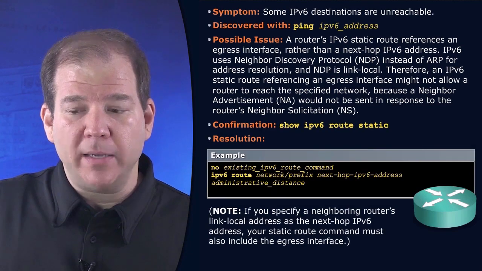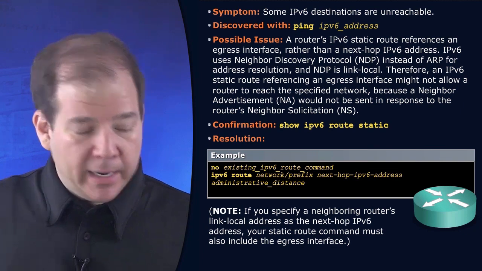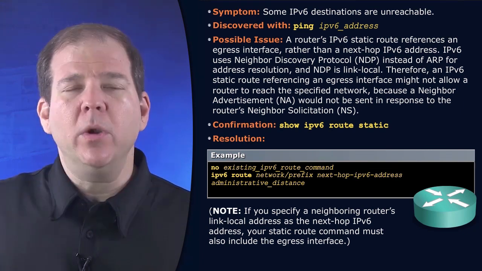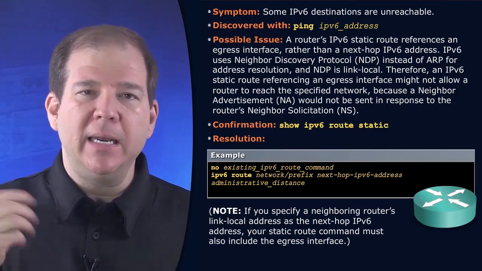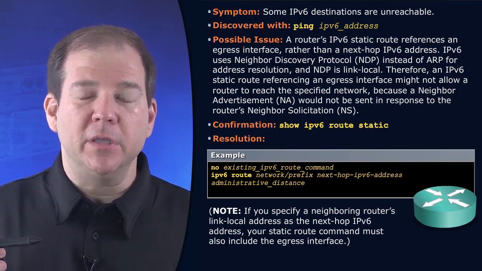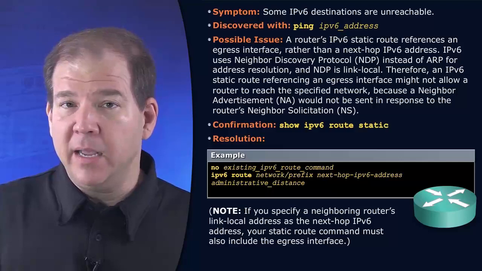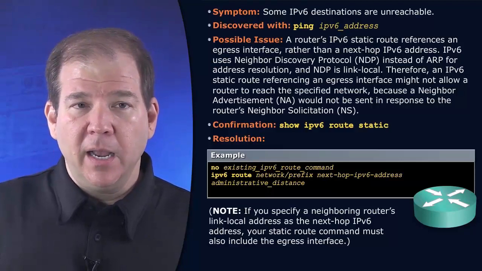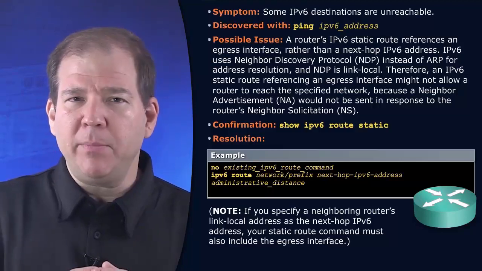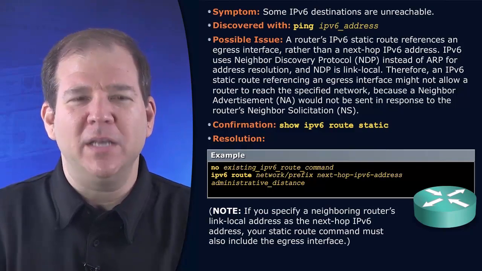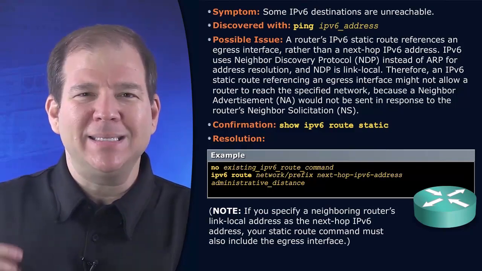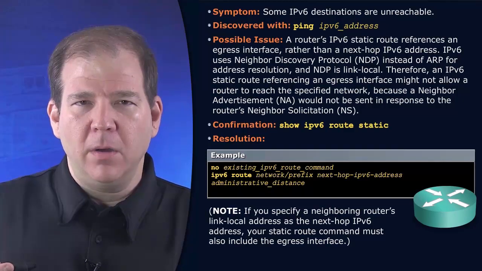Now let's take a look at some troubleshooting issues that could arise with IP version 6 and static routes. For one thing, when we're creating a static route, as we just did, instead of specifying a next hop IP version 6 address, I could have specified an egress interface. But we said when we set up IP version 4 static routes that was not a good idea. And one of the reasons we said was it could create an excessive number of ARPs on a broadcast interface.